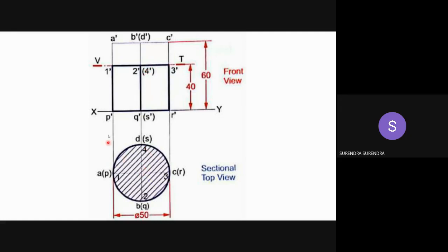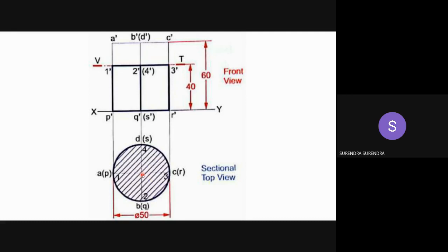But here, if you project these points, AP is a single point. Actually, AP looks like a line in the front view, but in top view, AP is at a single location. So point 1 coincides there. Point 2 you'll get at BQ, point 3 here, and at DS you will get point 4. So the complete surface gets cut. So the complete top surface is hatched. We hatch the whole surface. So you'll not get a separate section plane here.